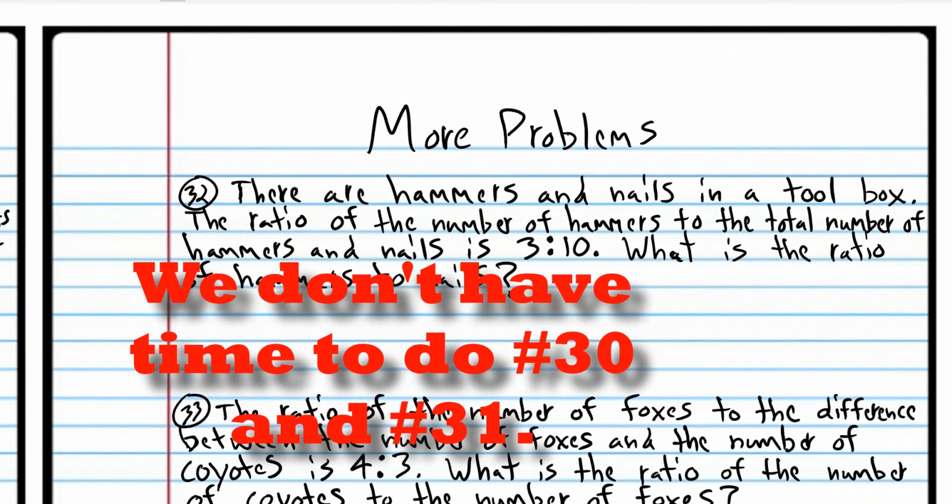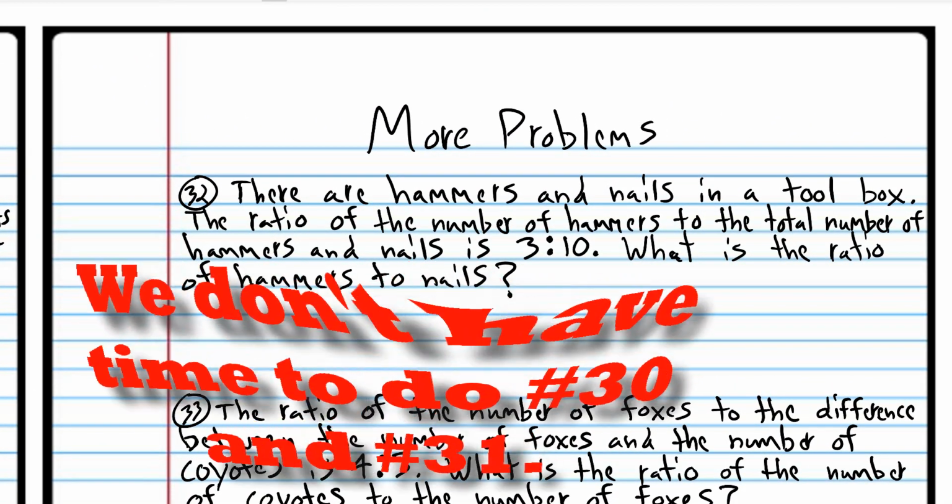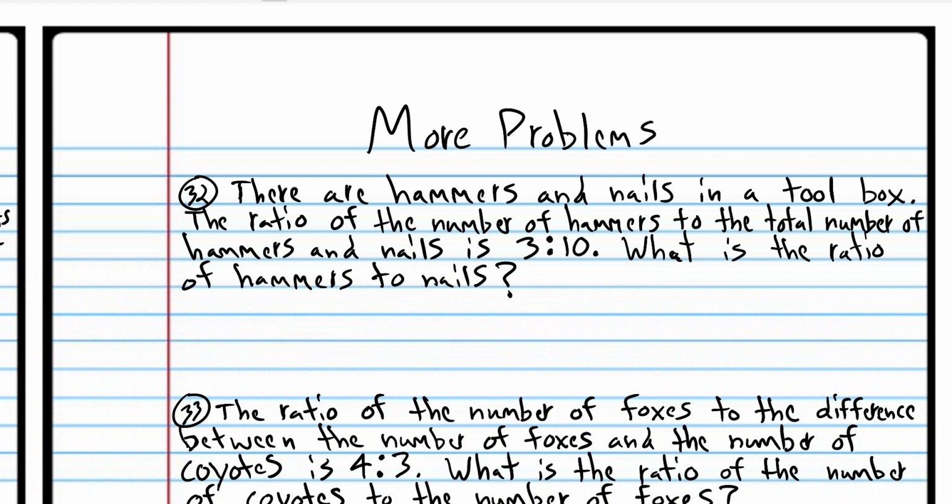Here's some more ratio problems. There are hammers and nails in a toolbox. The ratio of the number of hammers to the total number of hammers and nails is 3 to 10. What is the ratio of hammers to nails?